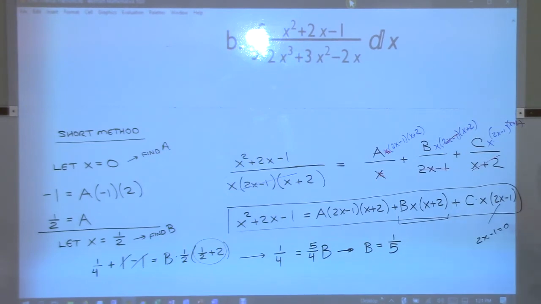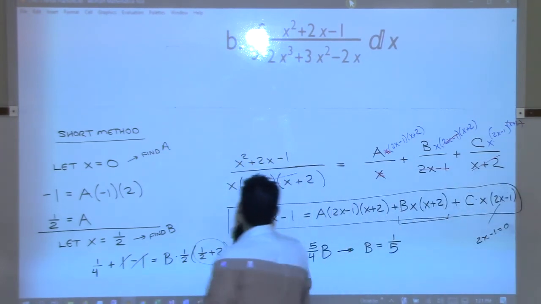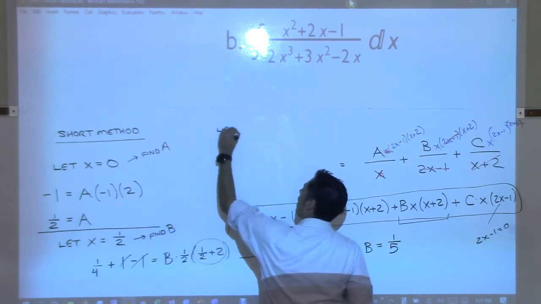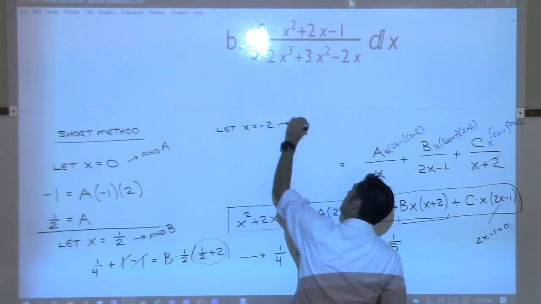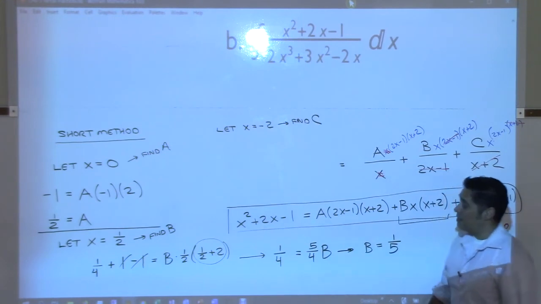All right, so now we're going to get C, right? So to get C, this is where we should let x be -2. You could have done that and got C and then come back and got B. The order you do it is up to you, but I'm going to just do it right here. So now I'm going to let x be -2. That's going to help us find what C is. So we have to replace all x's with -2.